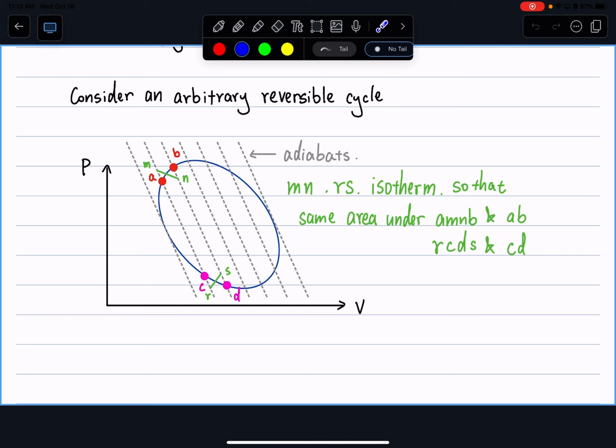So that is dQAB over TAB equals dQCD over TCD. So when we're talking about that, we're just changing it back to the Carnot cycle. And these are the relationships we derived using the Carnot cycle.